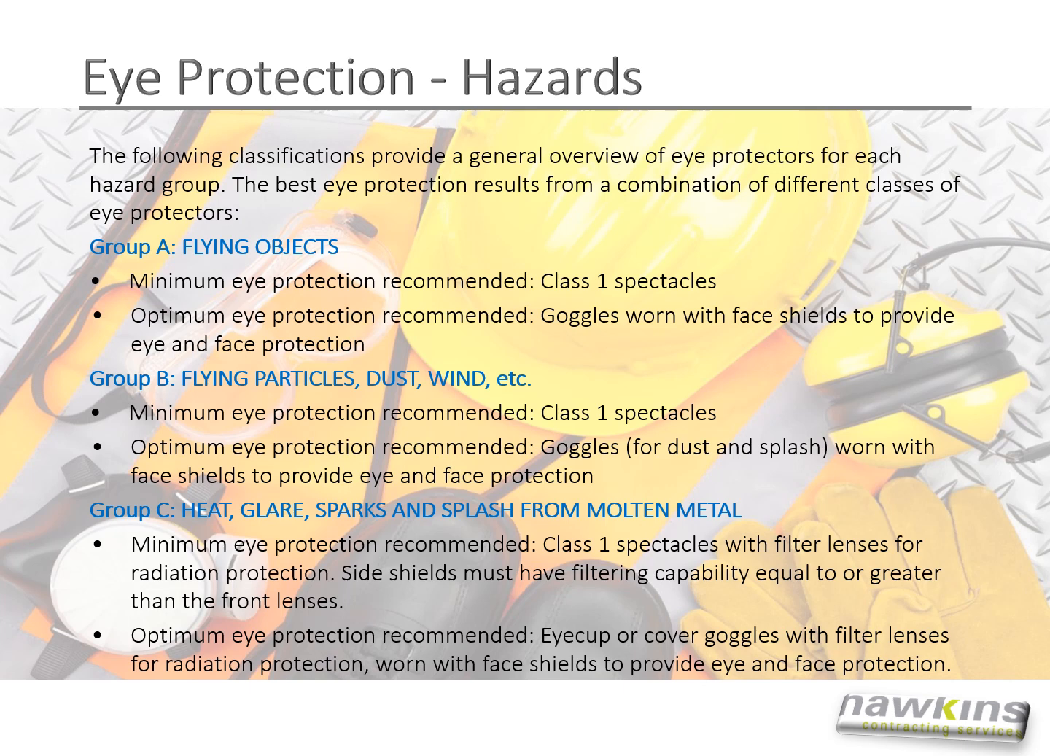3. Group C is heat, glare, sparks, and splash for molten metal. Minimum eye protection recommended is Class 1 spectacles with filter lenses for radiation protection. Side shields must have filtering capability equal to or greater than the front lenses. Optimum eye protection recommended are eye cup or cover goggles with filter lenses for radiation protection, worn with face shields to provide eye and face protection.